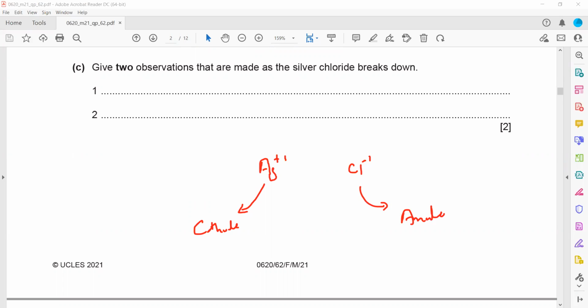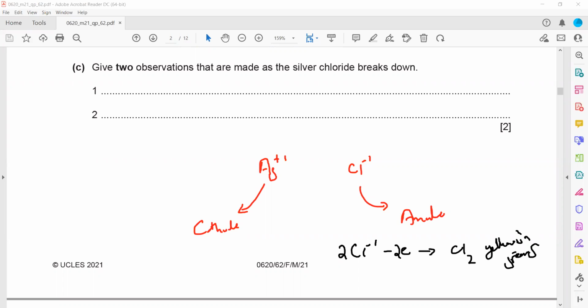So what will we observe when the chloride ion moves there? What will be the ionic equation? One chloride ion will lose one electron and form a chlorine atom. But chlorine is a non-metal and a non-metal cannot exist as an atom, so it will always be a molecule. So two chloride ions lose two electrons and form chlorine gas. And what is the appearance of chlorine? Chlorine is a yellowish green gas. So at the anode, we'll observe a yellowish green gas.